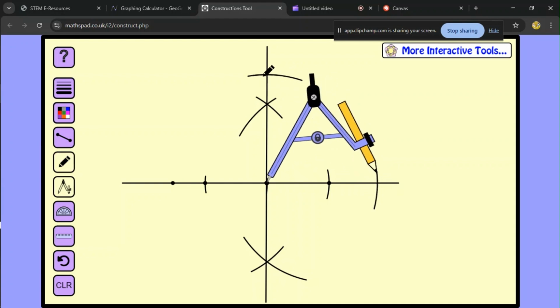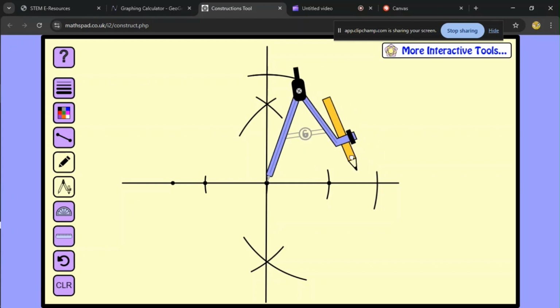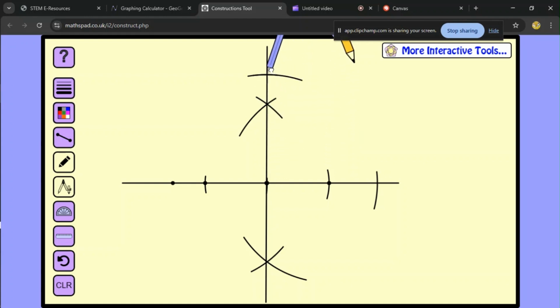Remember, I have not adjusted my compass. The same distance that I've used here is the same that I'm using here. Then I come and adjust this compass. I can make it somehow small. Then I lock it there. I put the sharp end, this tip, here. I put it there. Then I come using my compass.